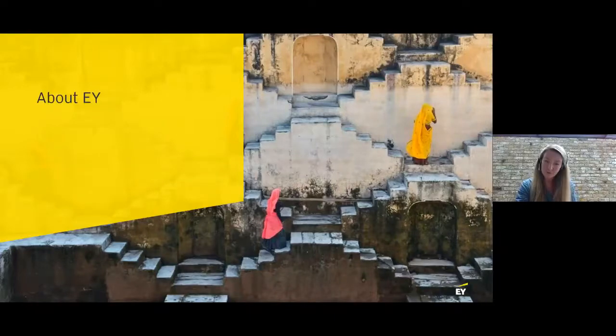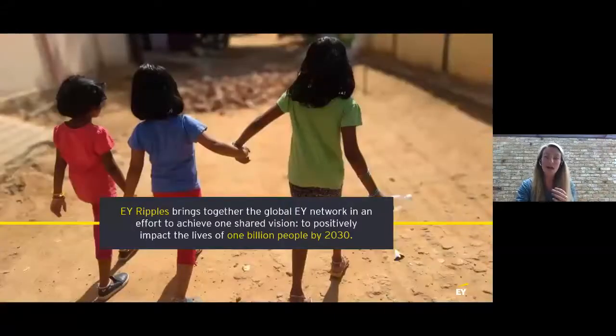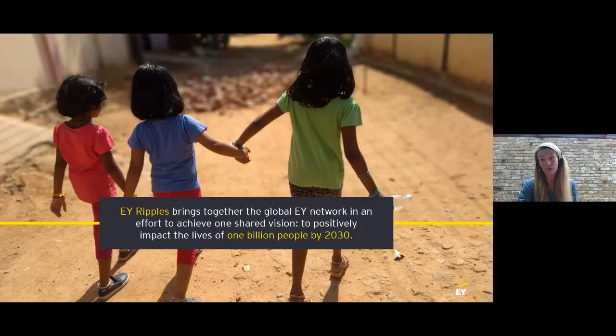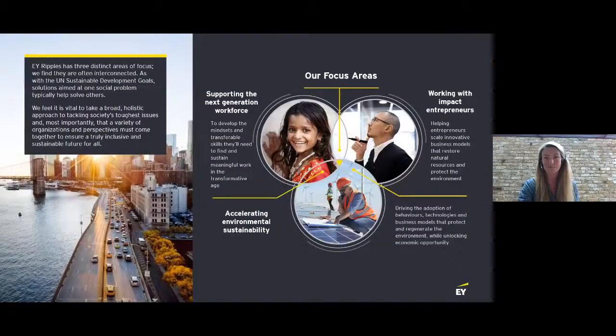And EY Ripples brings together that global EY network in an effort to achieve one shared vision, to positively impact the lives of 1 billion people by 2030. And our intent is to engage all of our people in not-for-profit activities to achieve that bold vision by focusing on the areas where EY can best leverage its core capabilities to create impact at scale.